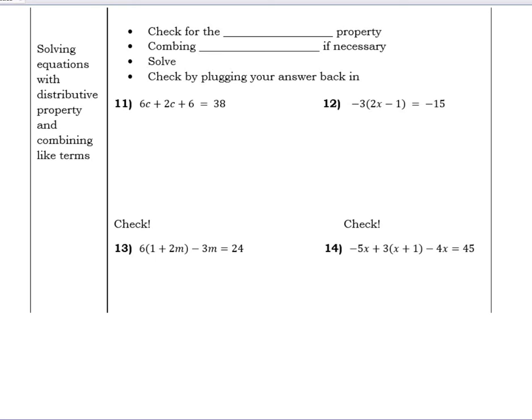Which brings us to our solving. So as I said earlier, we're going to check for the distributive property first. Okay, and then we're going to combine our like terms if necessary. Notice that doesn't mean we're always going to have to do it, right? We just have to check first. And then we solve, and then we can check by plugging our answer back in.